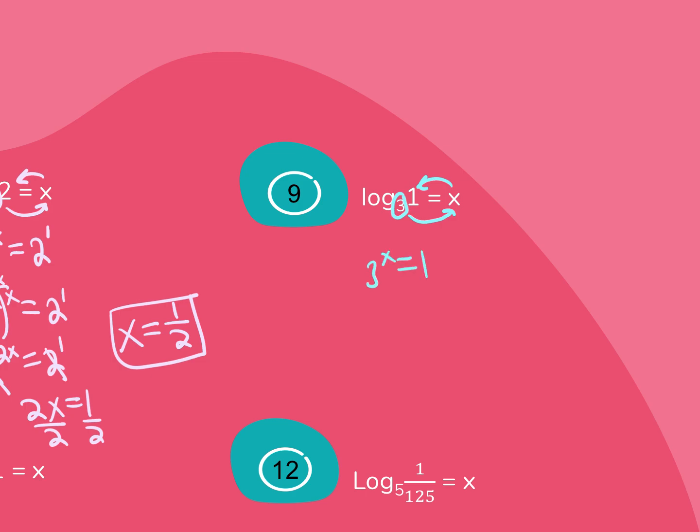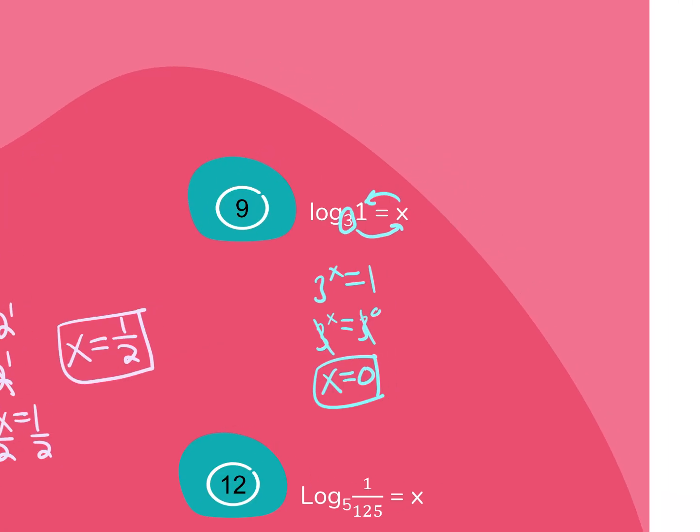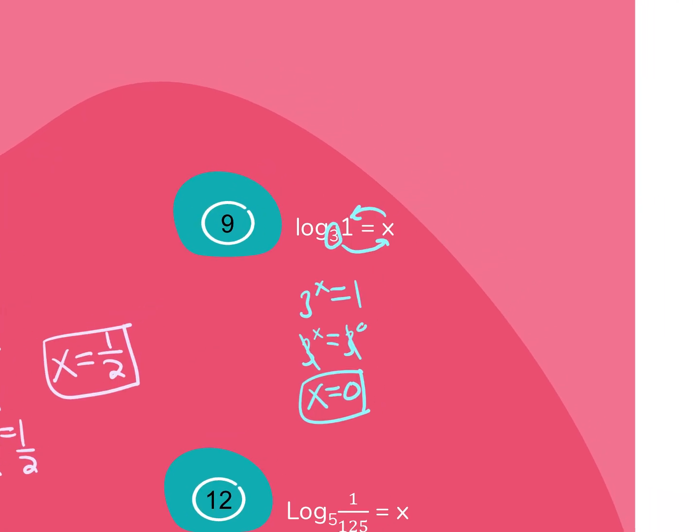And it might seem kind of tricky at first, but anything to the power of 0 is going to get you 1. So this is the same as 3 to the x equals 3 to the 0. And then you would just cross these out, and then we get x equals 0. All right? And this is one way to do it, right? It should be super easy.